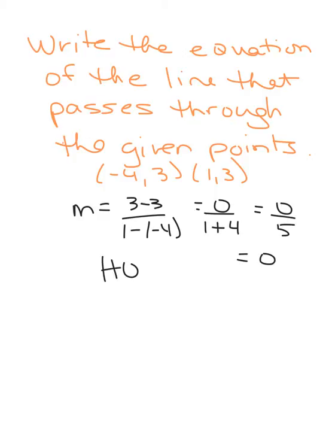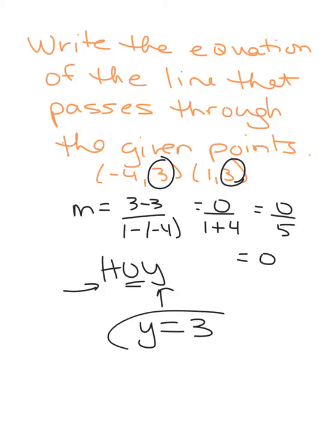That is a zero slope. It's a horizontal line, and I know my equation is y is equal to a number. So I go back to my given information, and I notice that the y-coordinate in both points is 3. So the equation of that line is y is equal to 3.